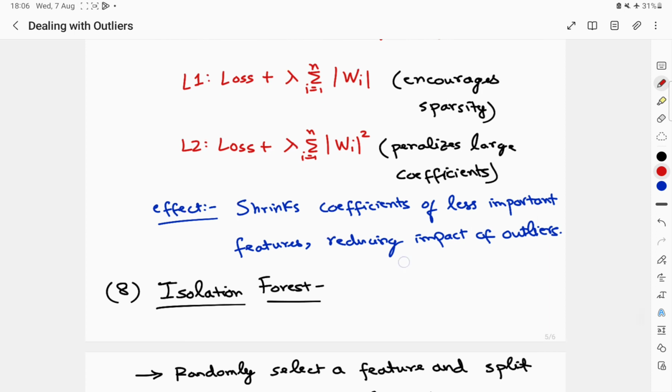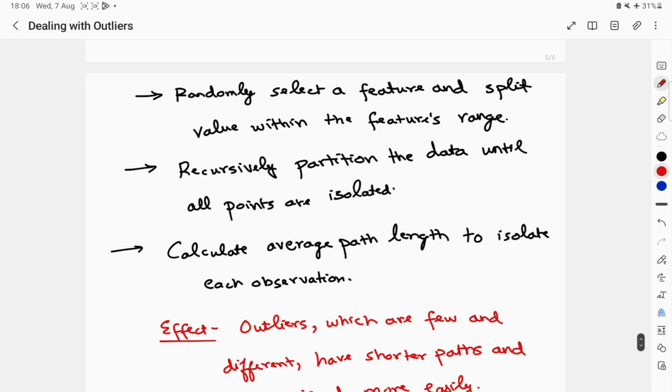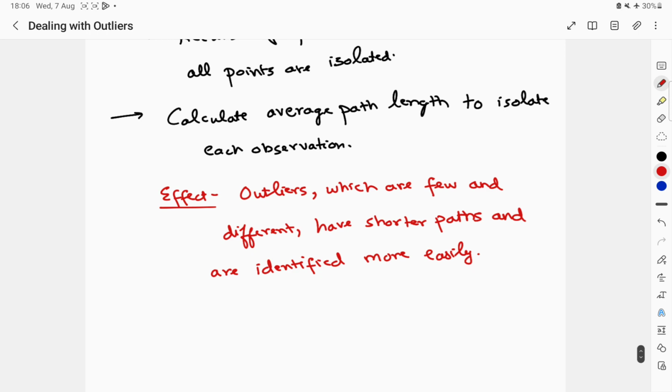Let's talk about the last technique, that is the isolation forest. So isolation forest is more of an outlier detection technique rather than an outlier handling technique. But the core idea is that you randomly select a feature and split a value within that feature's range. And you recursively do this particular partition in the data until all the points are isolated. And the last thing that you do is you calculate the average path length to isolate each of the observations. And the effect is that the outliers, which are few and different in number, will have relatively shorter paths and are identified more easily. So isolation forest is one of the most popular techniques for identification of your outlier data points.